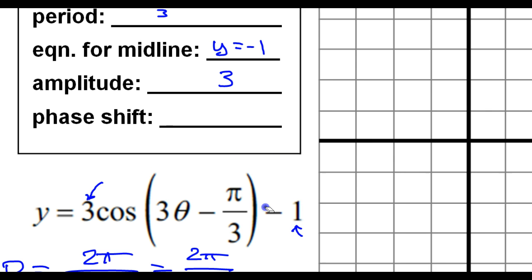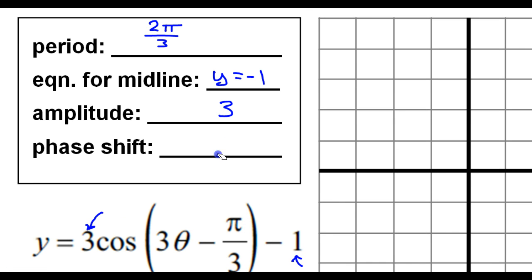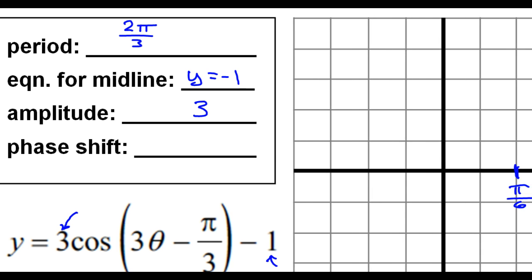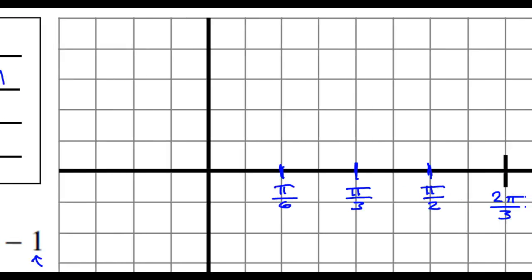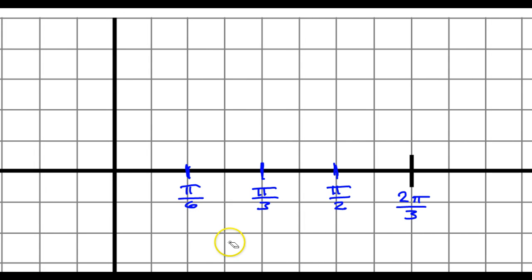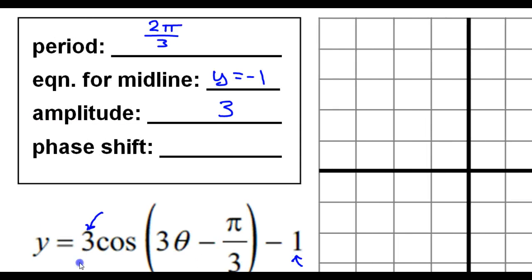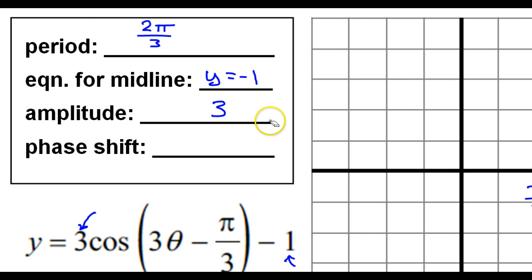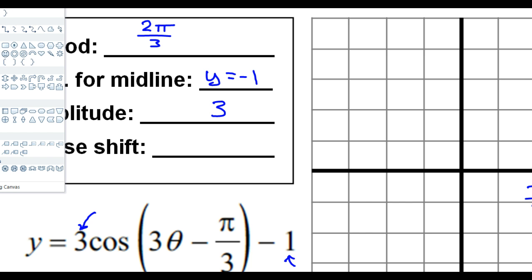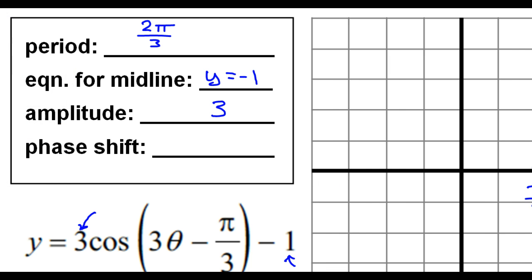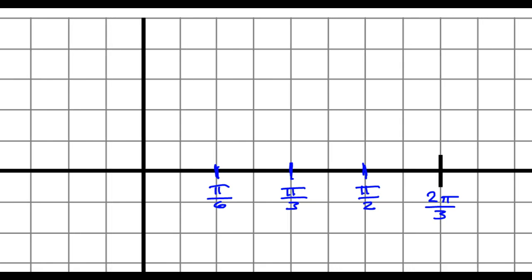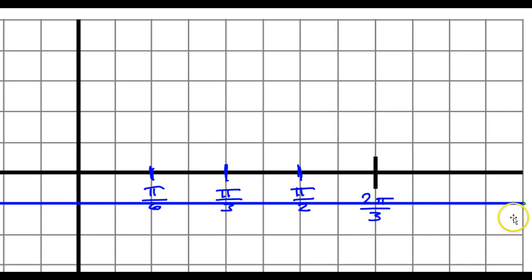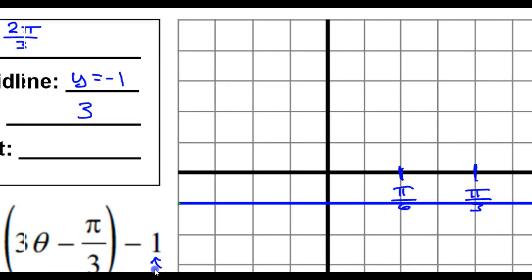So this is enough information. We have everything except for the phase shift taken care of. So let's go ahead and graph the skeleton without the phase shift, what I call the skeleton. We're going to use 5 points. So paying attention to the midline, which is y equals -1, let's go ahead and graph that. Let's put a horizontal line at -1. So there's the midline, the new midline.